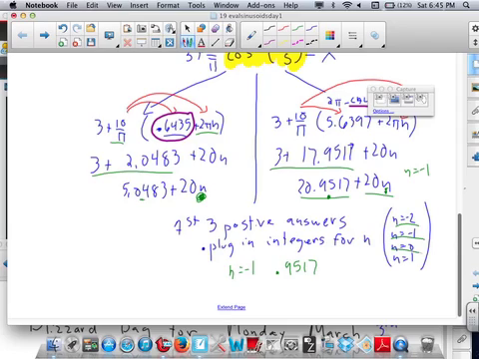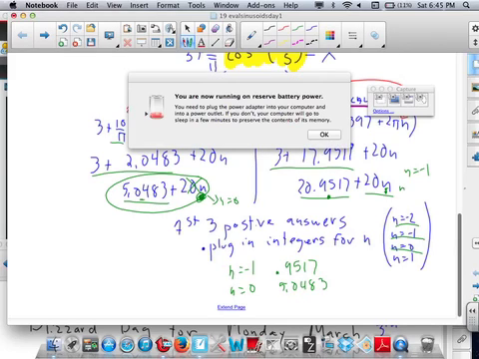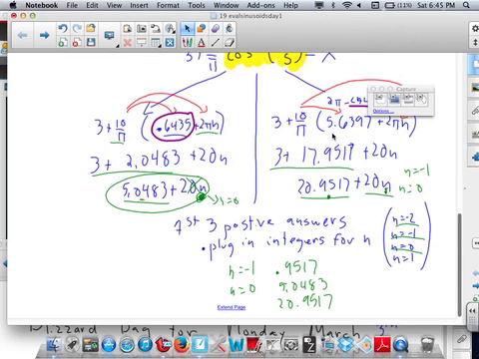All right, our next one that we'll try is n equals 0. Let's put it in this formula right here. Oh, if n equals 0, this will go away, and I'll wind up with this number right here. So n equals 0 leads us to 5.0483. And if I put n equals 0 in this, I'll wind up with 20.9517. Okay, so our first three positive answers look like this right here.